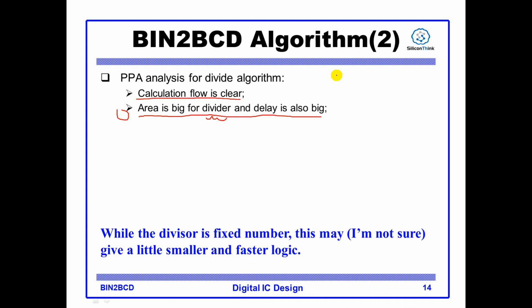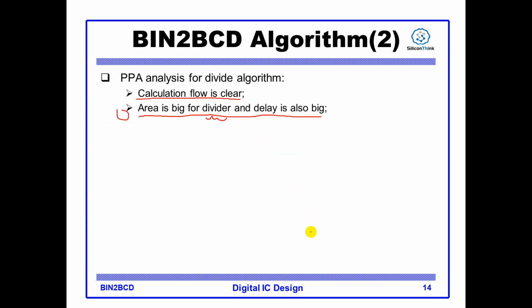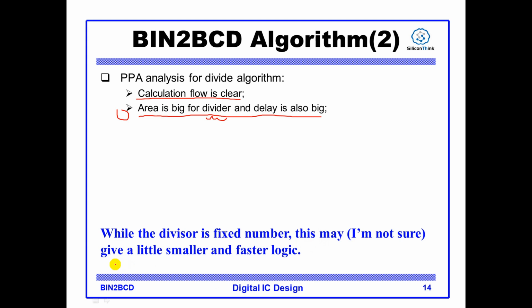Well, in this case, the divisor is a fixed number of 10. Yeah, it's a fixed number of 10. So this may give a little smaller and faster logic, but I'm not sure. You can try it by yourself. Okay, is there any other algorithm for this problem?